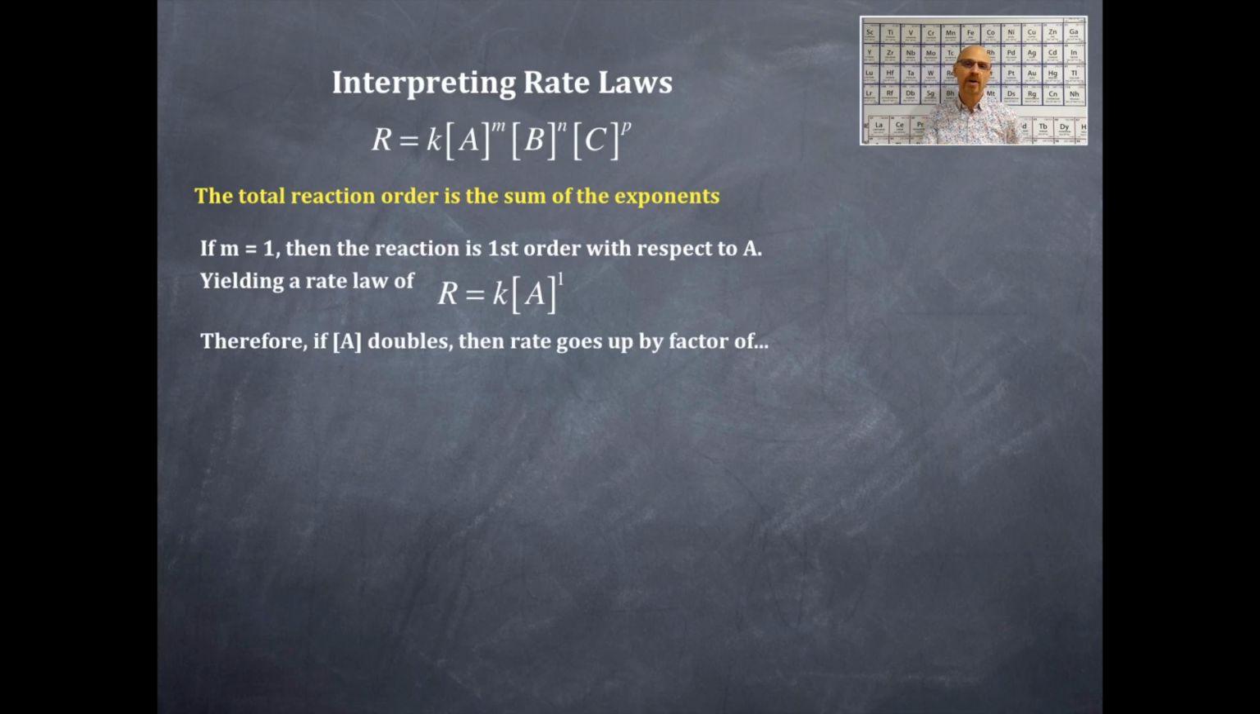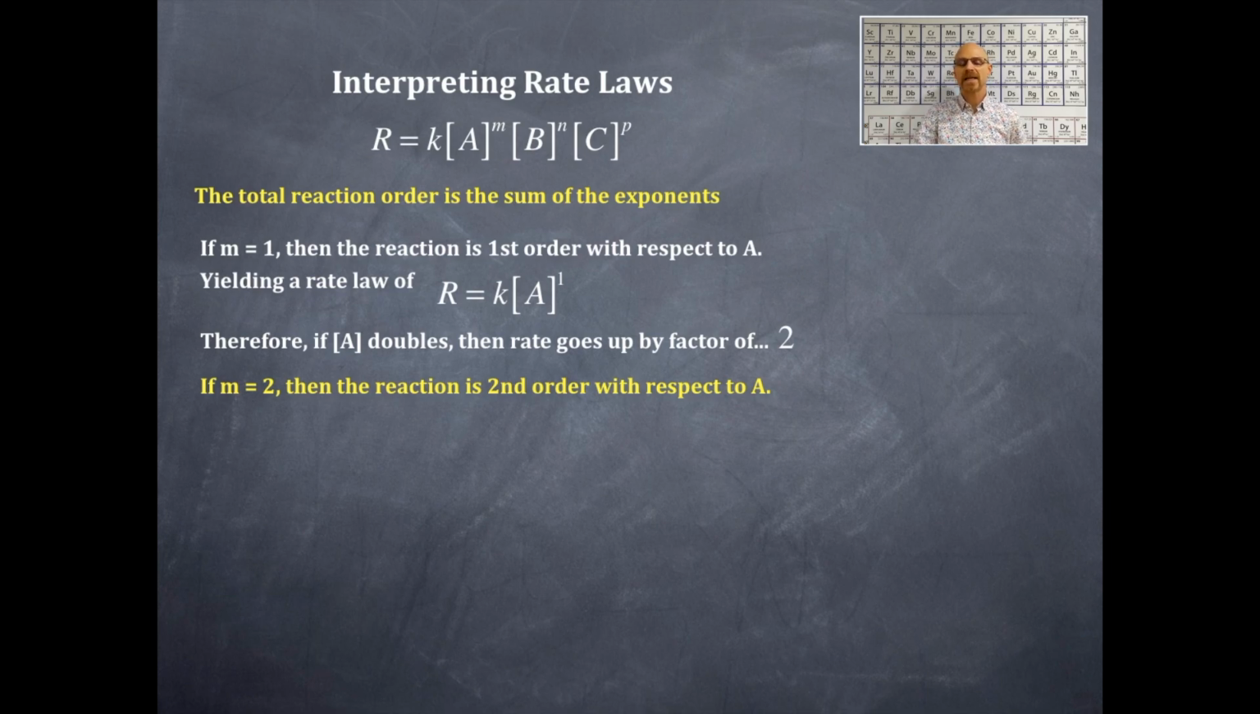So here's the key part. You need to pay attention to this because we're going to be using this information to determine the rate equation or the rate law with experimental data. Therefore, if A doubles, then the rate goes up by a factor of 2. That's correct. If the rate doubles and goes up by a factor of 2, then you know that the reaction is first order.